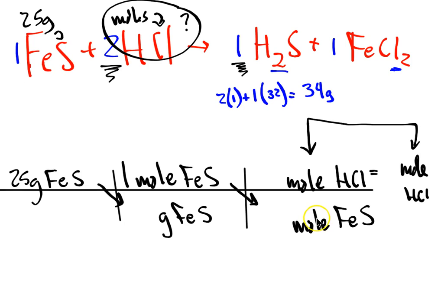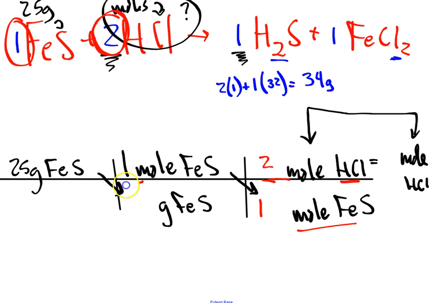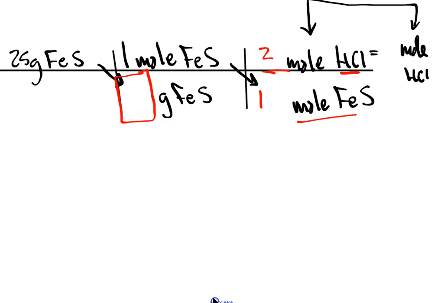Okay? So now I just find these here. The number in front of HCl is the number in front of HCl. Next, the number in front of FeS is the number in front of FeS. And then the final step, we need to find the mass of iron 2 sulfide.